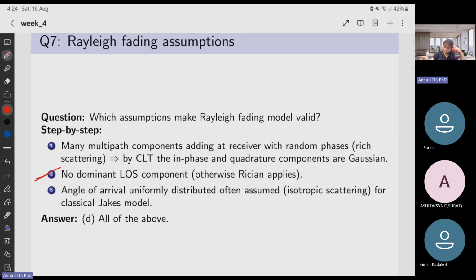And one of the very important models is the classical Jakes model. Also, many multipath components, if they add at the receiver with random phases, leading to in-phase or out-of-phase components which are Gaussian in nature, then it is called Rayleigh fading because, as you know, R is equal to root over x square plus y square. Here x is the in-phase component, y is the out-of-phase or quadrature component. And if you square this, it is the power density.